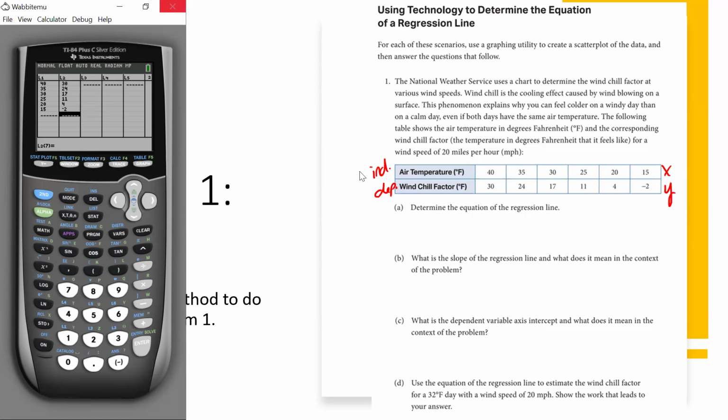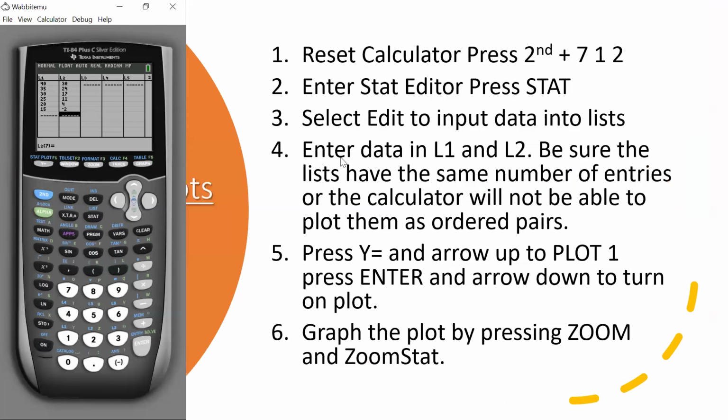Okay. Now we're going to keep following the steps. It says after we've entered data in L1 and L2, be sure the lists have the same number of entries or the calculator will not be able to plot them as ordered pairs. We're going to press Y equals, arrow up to Plot 1, press enter, and arrow down to turn on the plot. So I'm going to press Y equals, arrow up to Plot 1, press enter, and arrow down to see that I turned it on.